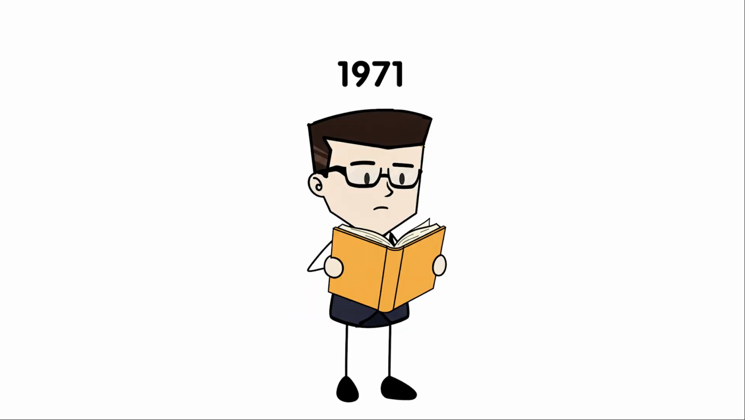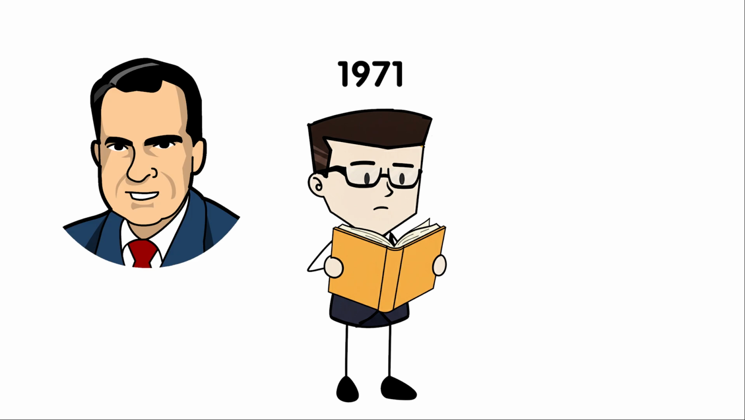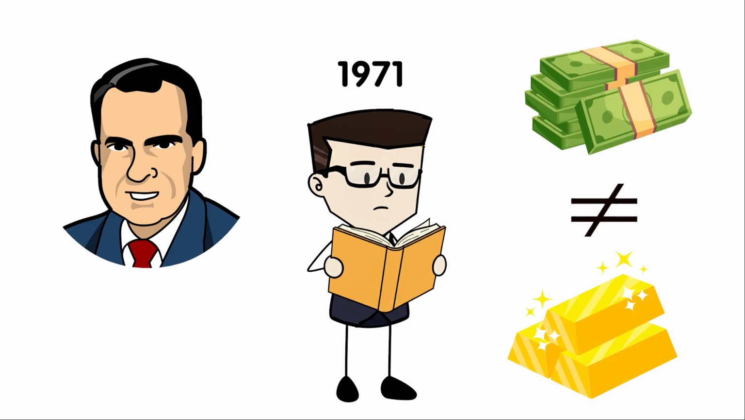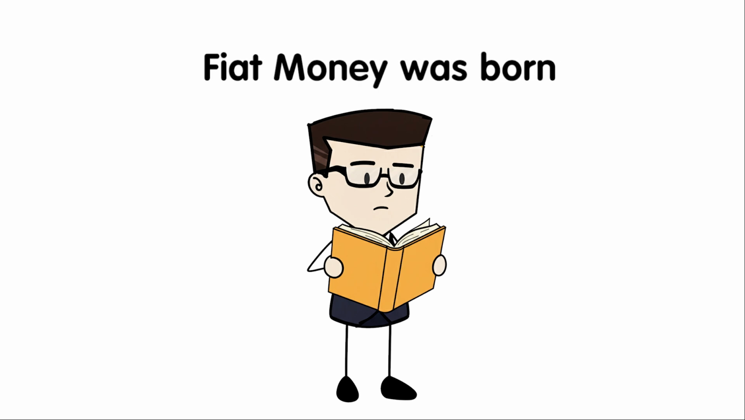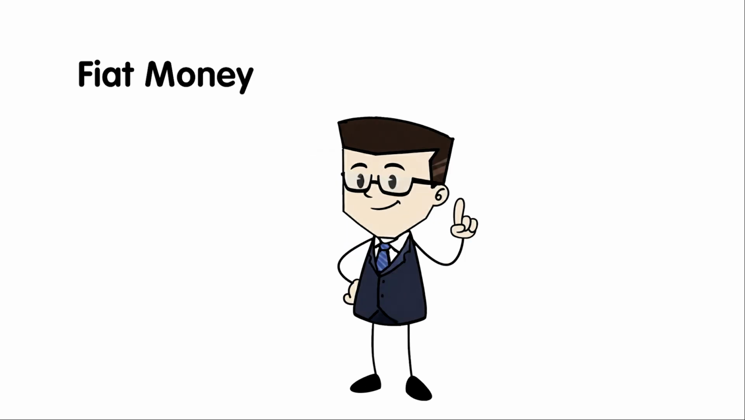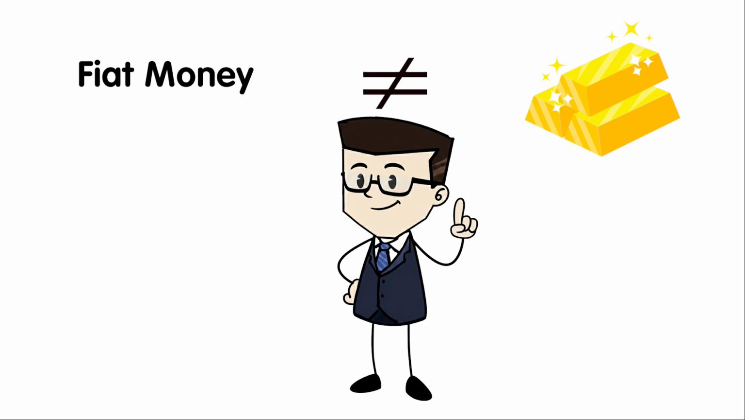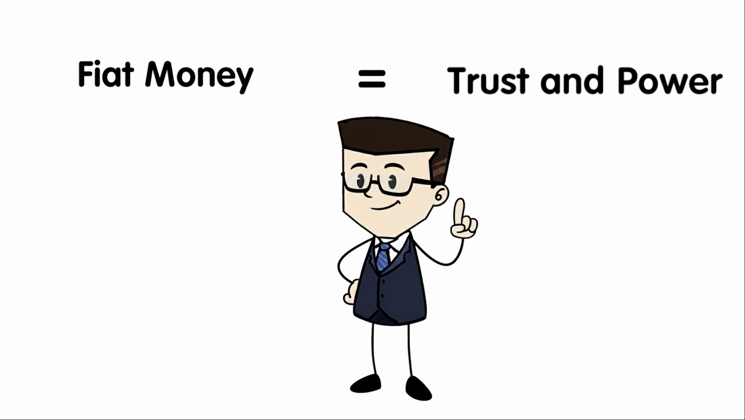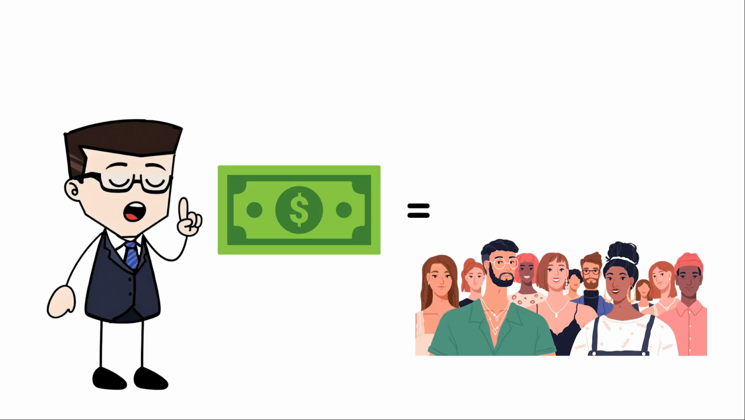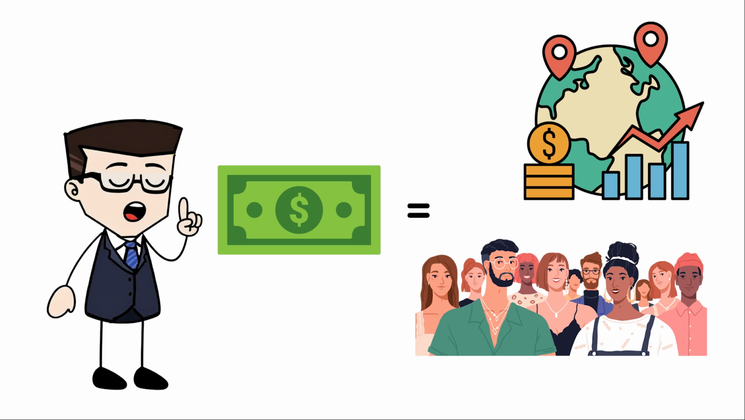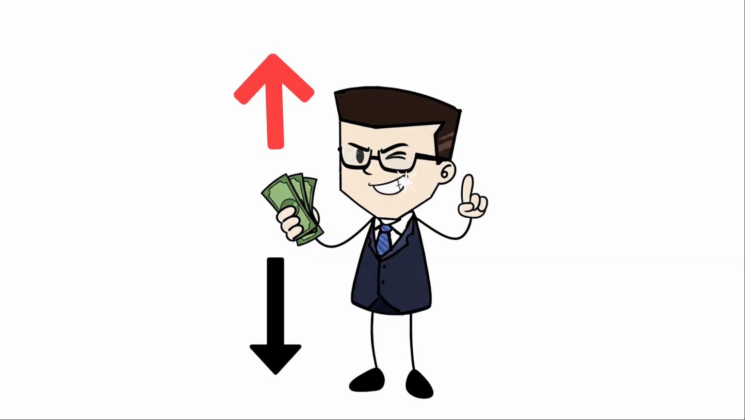But now, forget about gold. Because in 1971, US President Nixon cut the tie between the US dollar and gold. Since then, fiat money was born. Fiat money is not backed by gold. Instead, its value comes from two things: trust and power. This means the value of fiat money depends on whether people trust it and on the economy standing behind that money.